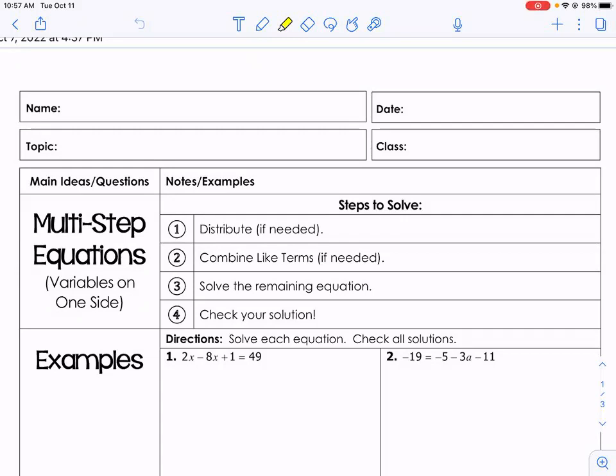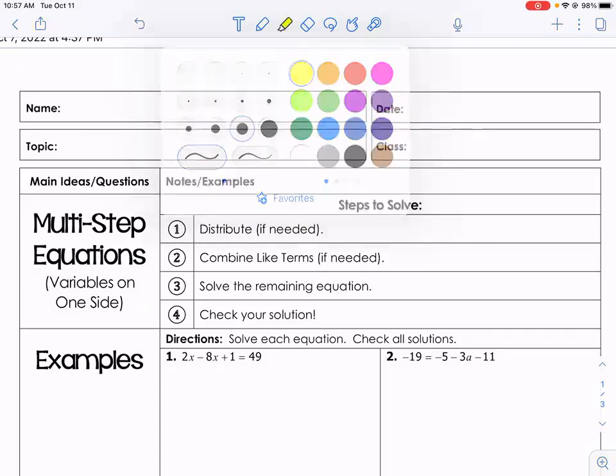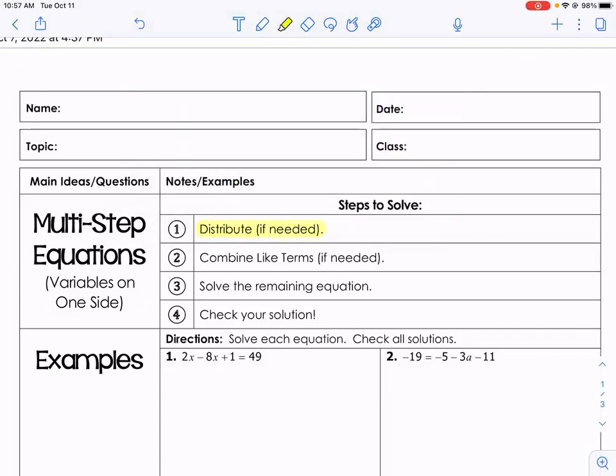Okay, so multi-step equations basically means there's more than 2 steps. You have shown me that you can do 2-step equations. Now in these multi-step equations, it is possible that you might need to use the distributive property. If you have a number outside of parentheses, like we saw in our warm-up, you would need to distribute before you did anything else. It is possible that you have terms that are alike that need to be combined.